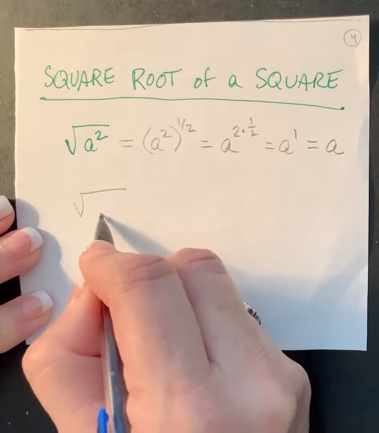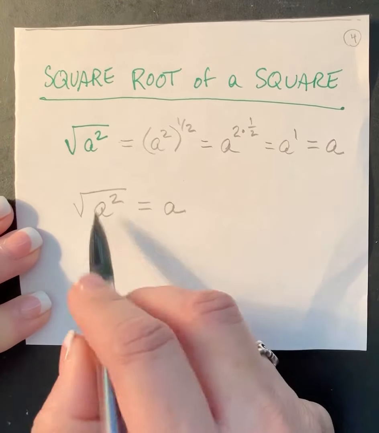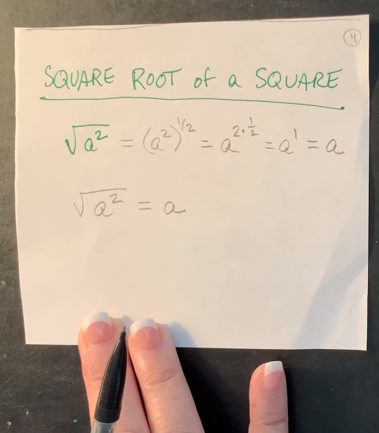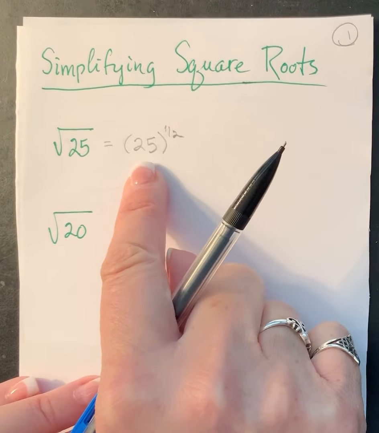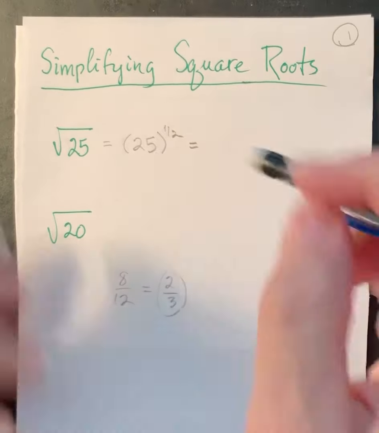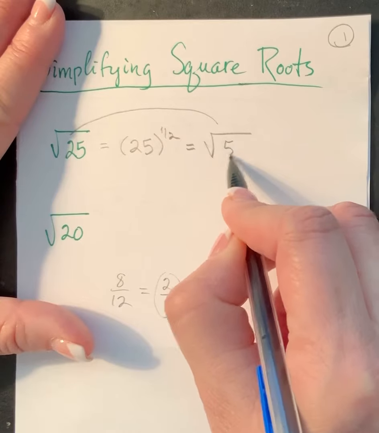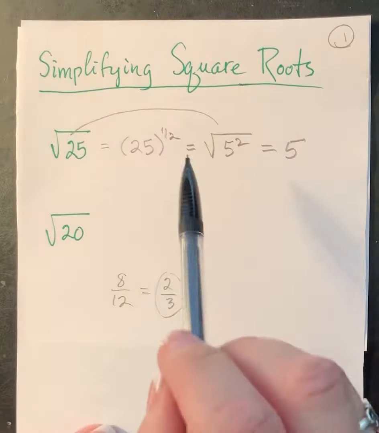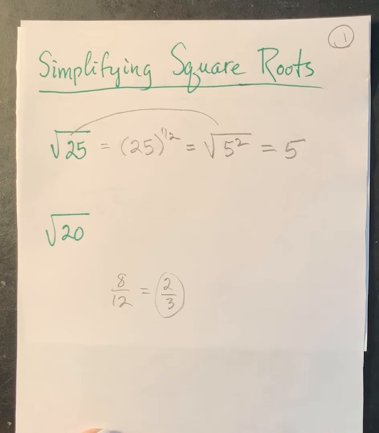So if you have the square root of a square, that will just work out to be the base of what's being squared. So back where we had 25 to the 1/2, that's the same thing as 5. So the square root of 25 is the square root of 5 squared, and you can just come up with 5. So anytime you have the square root of a square, that will just simplify to the base.